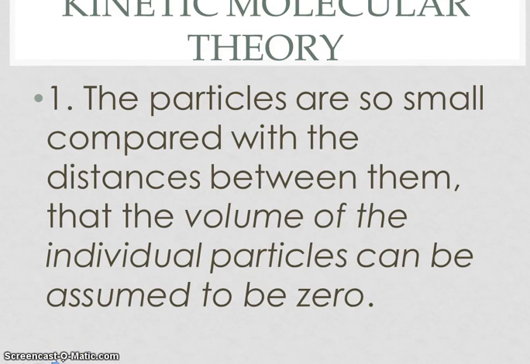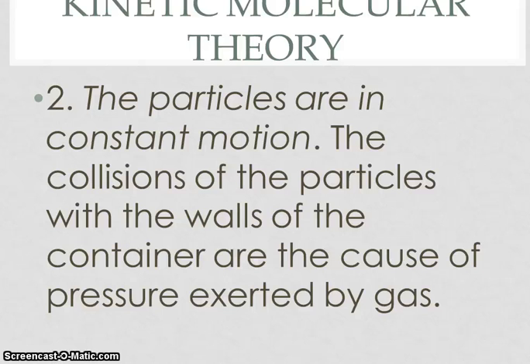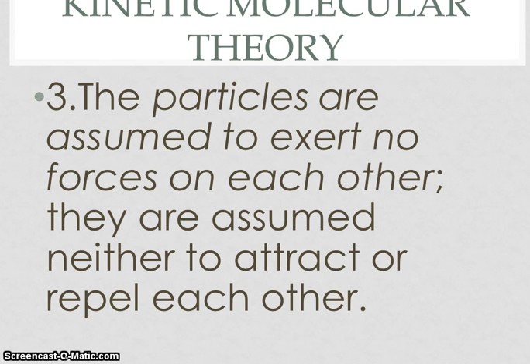So the first part of our kinetic molecular theory, which discusses what an ideal gas is, is that the particles in a gas are so small compared to the distance between them in the volume of the container that the volume of the individual particles can be assumed to be zero. Our second statement deals with the interaction between particles. It says that the particles are in constant motion. The collisions of the particles with the walls of the container are the cause of the pressure exerted by the gas. In other words, the particles don't exert any pressure on each other. Our third statement is that the particles are assumed to exert no forces on each other. They don't have an attractive force or a repulsive force between them.